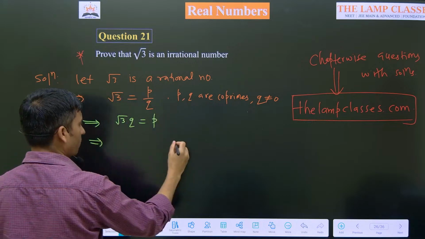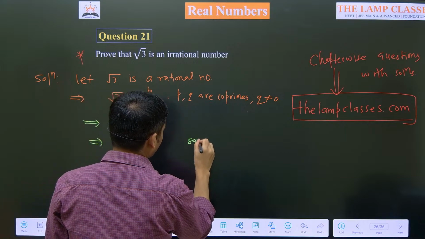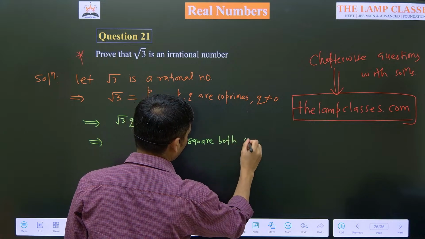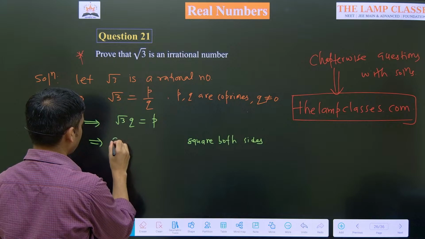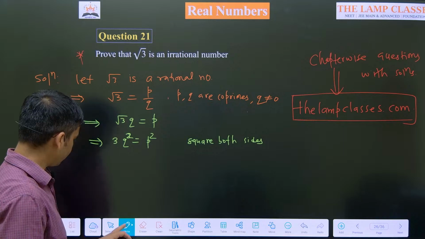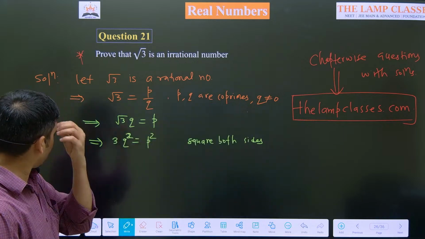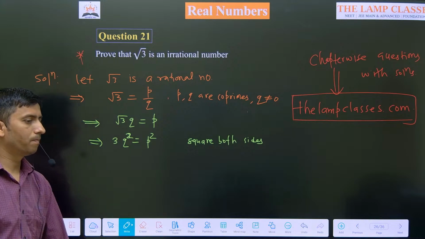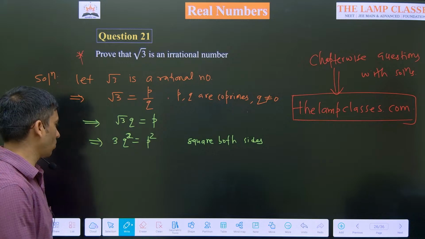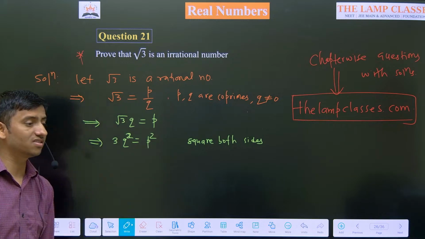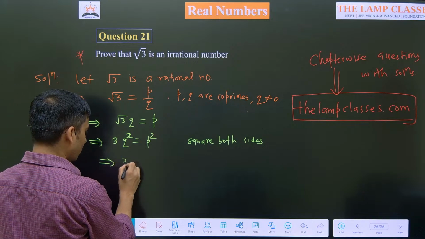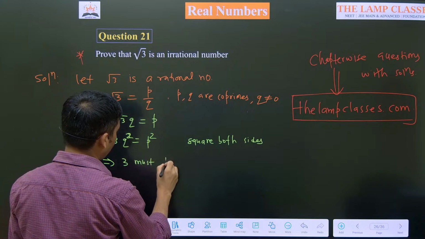Now can we square both the sides? Right? If two numbers are equal, then their squares will also be equal. Square both sides. So this will become 3 times q square is equal to p square. Right? Now can I say if p square is equal to 3q square, p square must be divisible by 3, or you can say 3 must divide p square, right? Because p and q are co-prime integers. So from here we can say 3 must divide p square.